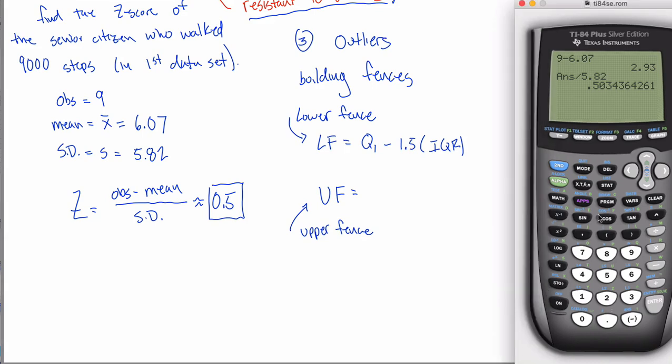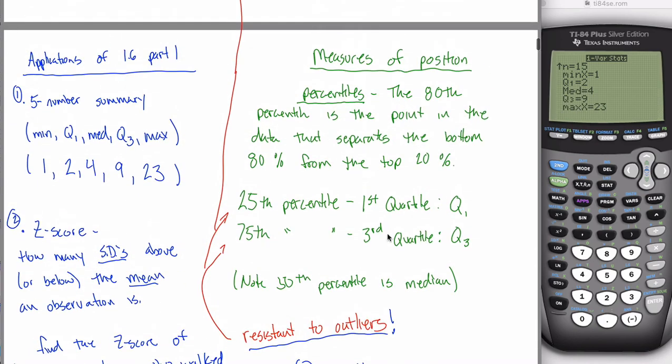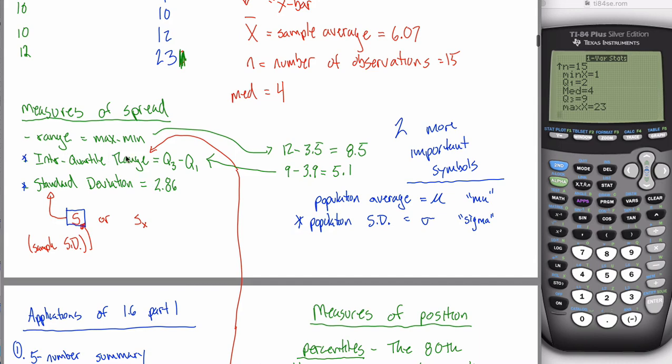So in this case, if I went back to stat and calc and one variable statistics, and I did my one variable statistics on L1, the data in blue, I could scroll down to find that the first quartile is 2, and then I could subtract from 2 1.5 times the interquartile range, which is 7. Where'd that 7 come from? Recall that the interquartile range is always Q3 minus Q1. So Q3 minus Q1 gives me 7.